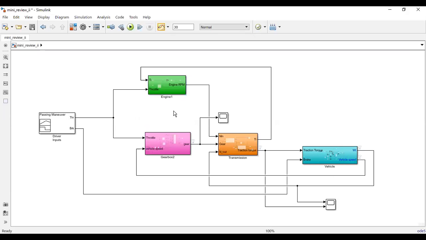So likewise I have built the Simulink models for the engine, gearbox, transmission, and the vehicle model, and I have given the inputs of throttle and brake from the drive source.